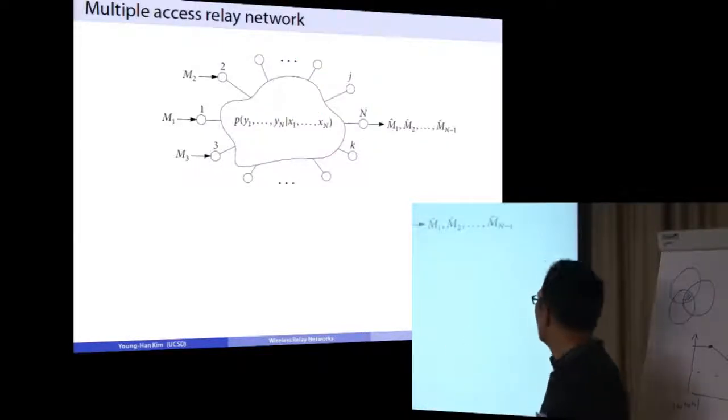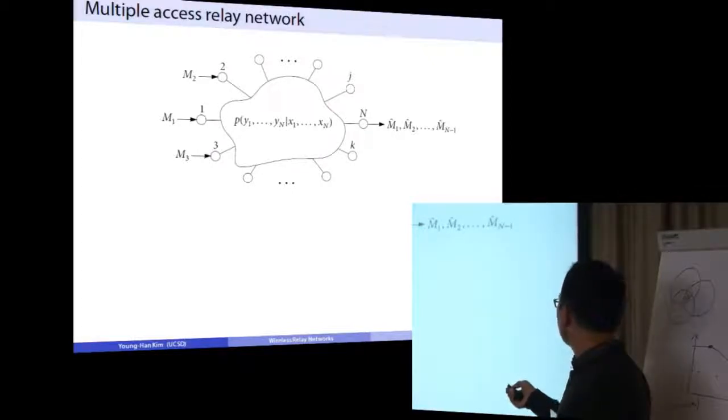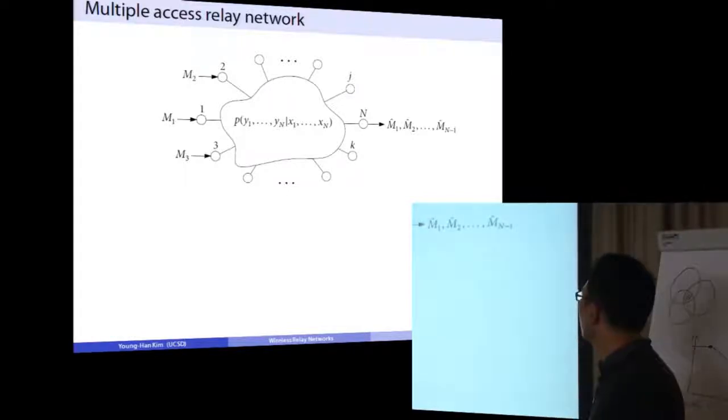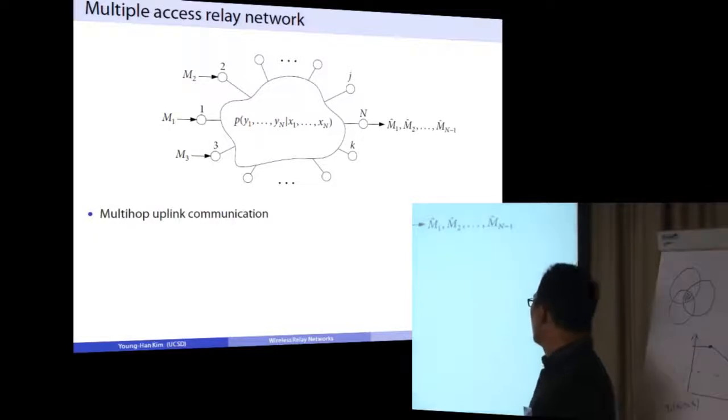Okay? So the basic model is basically we look at the outputs y1 up to yn as a stochastic output of a bunch of inputs x1 up to xn, and the network has n nodes, and each node has input xj and output yj, right? And some of the nodes have messages, m1, m2, and so on, and one of the nodes, say n, wishes to recover all the messages, okay? So this is a very simple model for multi-hop uplink communication, right?